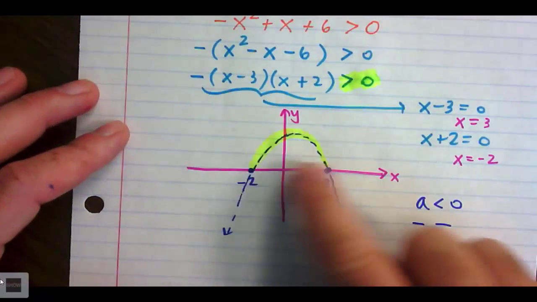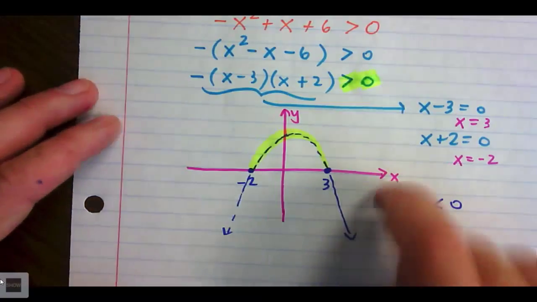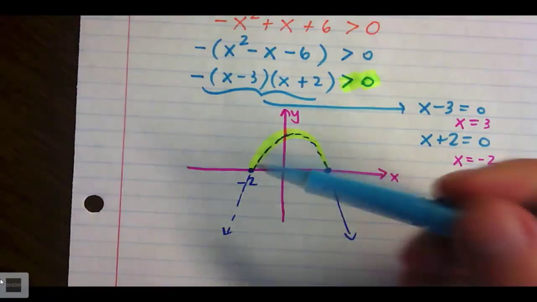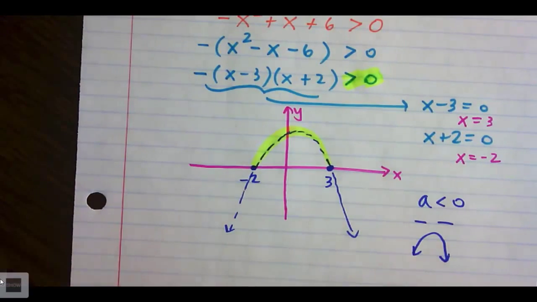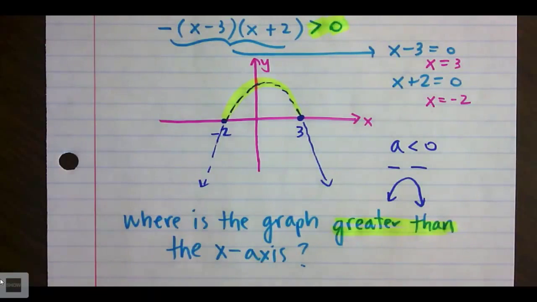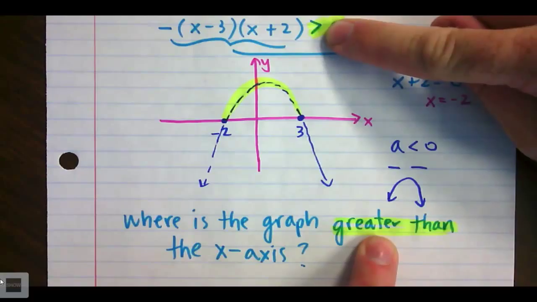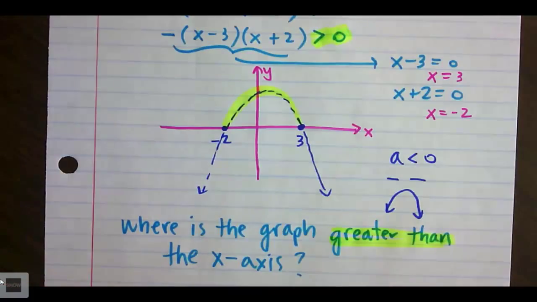Another word for x-intercepts is zeros. So where is the graph greater than my zeros? In other words, zeros and x-intercepts lie on the x-axis. So what I'm really thinking is the following question. The question that I really want to ask myself is, where is the graph greater than, because of my inequality, where is it greater than the x-axis? Zeros are on the x-axis. And as you can see, I got this part of the graph that's highlighted. That is the part of the graph where it's bigger or greater than the x-axis.